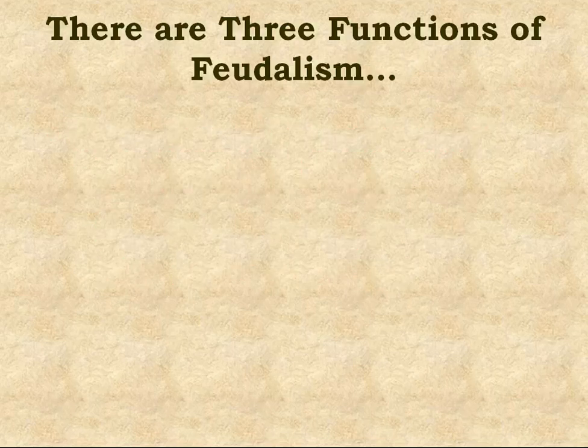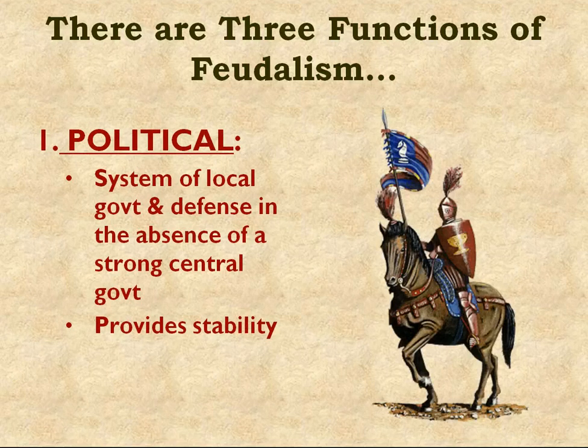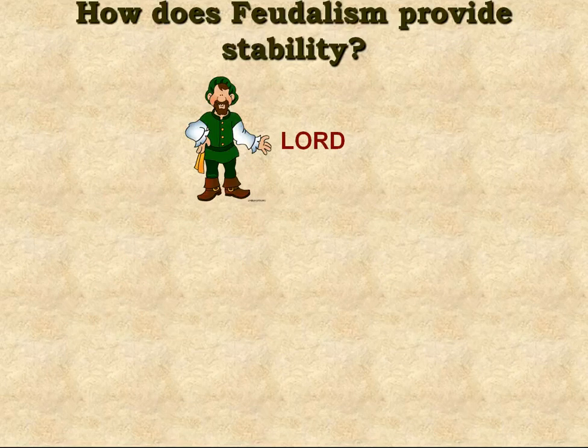There are three basic functions to feudalism, and we'll first start talking about the political. That is sort of the government side of it. And this has to do with, because there is no central government, Rome's gone, there's no king, in the absence of that strong central government, the defense is provided by these local governments, and this provides stability.